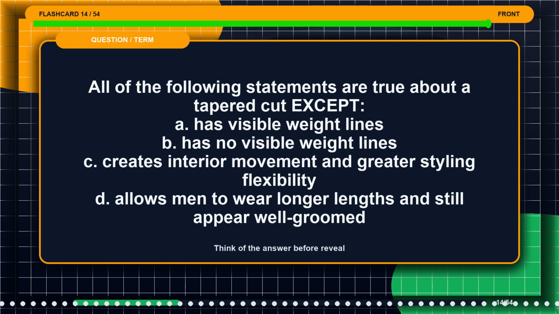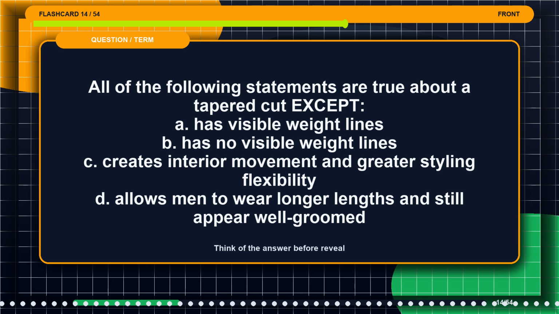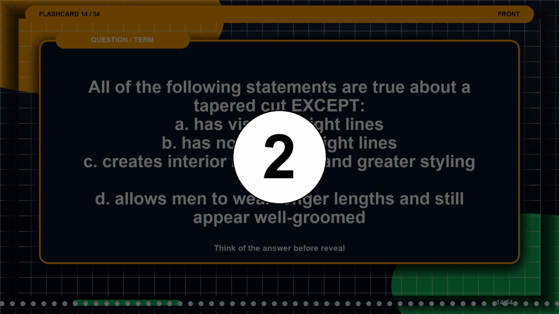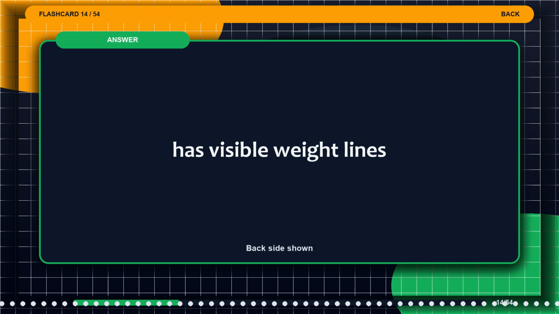Flashcard 14. All of the following statements are true about a tapered cut except A. Has visible weight lines, B. Has no visible weight lines, C. Creates interior movement and greater styling flexibility, D. Allows men to wear longer lengths and still appear well groomed. Pause and think of the answer before the reveal. The answer is has visible weight lines.